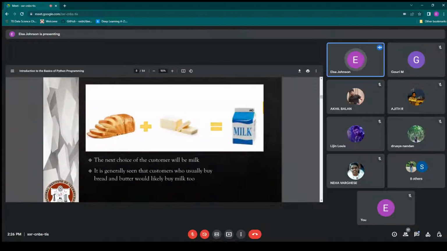So this is a similar thing which happens. The next choice of the customer will be milk, or like some have said, it can be jam. So this is a usual scenario. If the shopkeeper understands this usual scenario, he can increase his sales by prompting the customers to buy the next thing also. So this is what happens when you use data. How can the shopkeeper know like this? Right now I have asked for your opinion on what third object you will be buying, and you have said milk or jam.